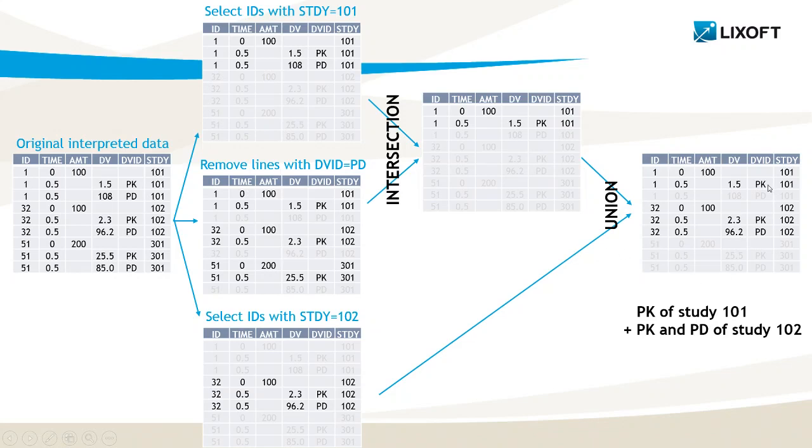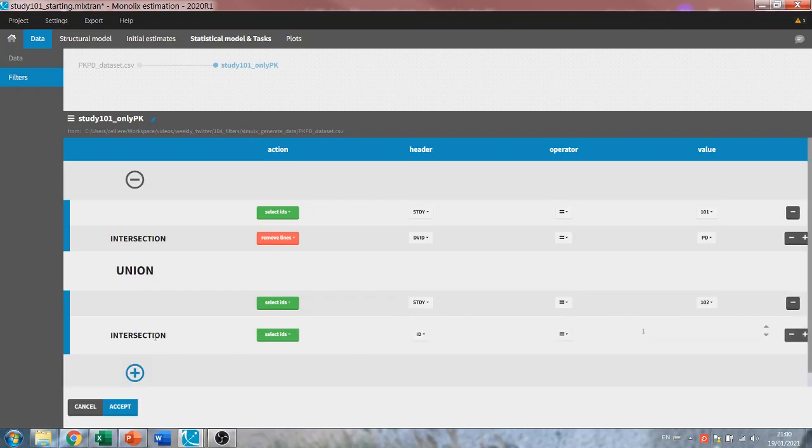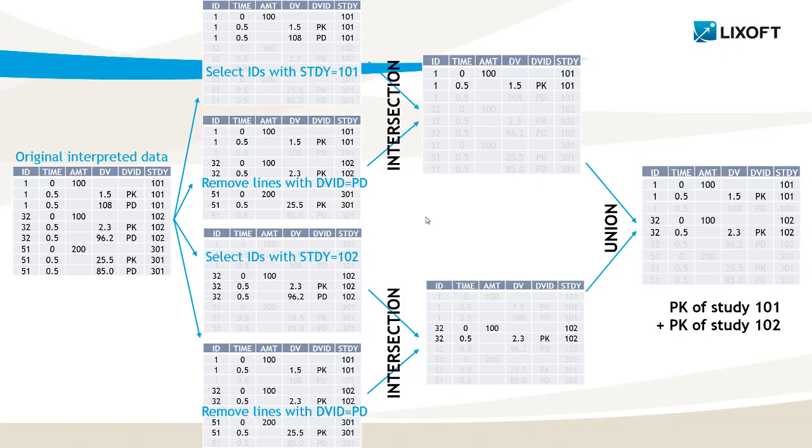Here I have the PK data for study 101 and for study 102, both the PK and the PD data. So this is not enough, as I want the PK data only. So what I will do is to add the removal of the PD, also here using again an intersection, where I remove the lines for which DVID is equal to PD. Back on the slides, the first intersection gives me the PK for study 101, the second one the PK for study 102, and when I do the union, I end up with the PK for both study 101 and 102.